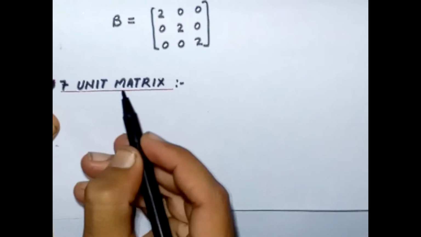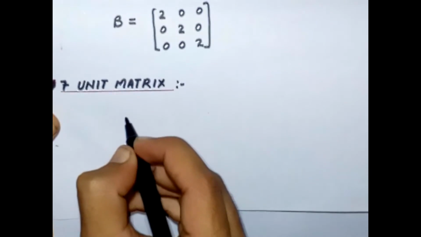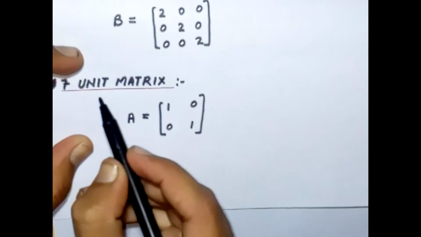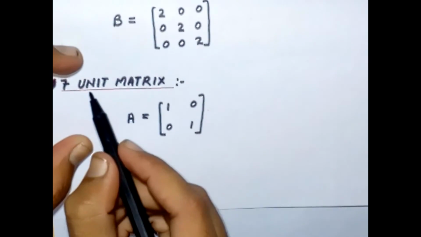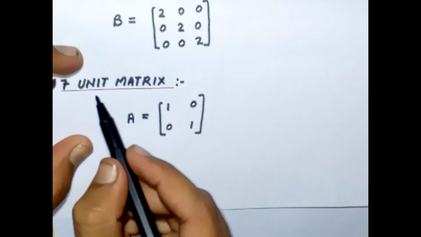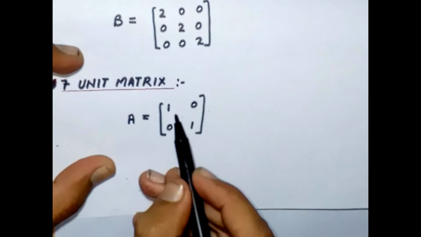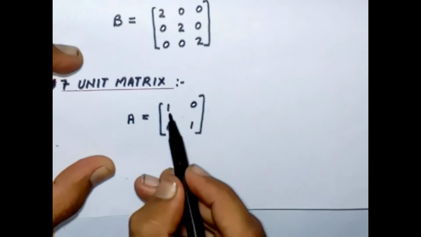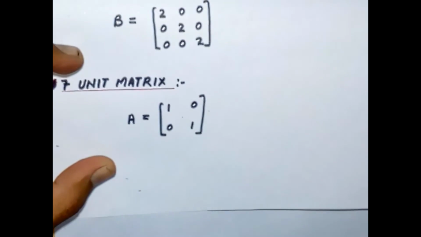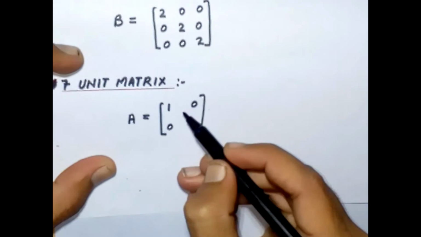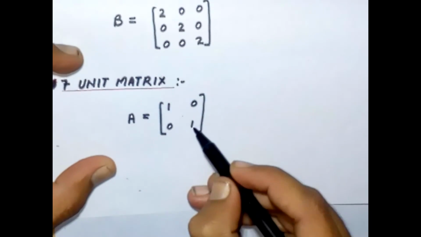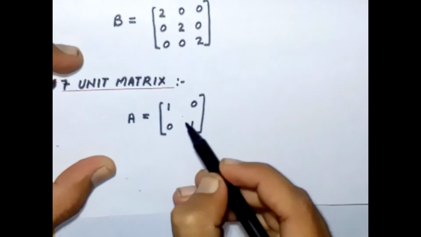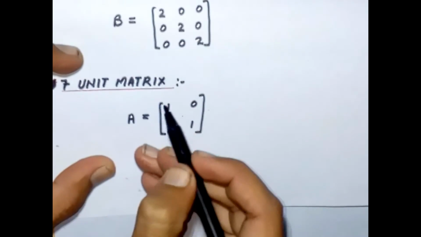Number 7, unit matrix. A unit matrix is also a type of scalar matrix, but all the elements along the diagonal will be 1. Now a type of scalar matrix in which the elements along the main diagonal are 1, this type of matrix is called a unit matrix.